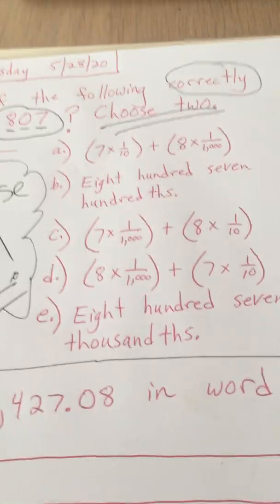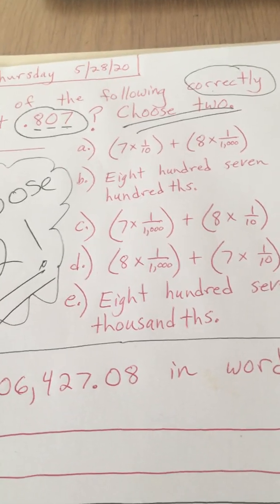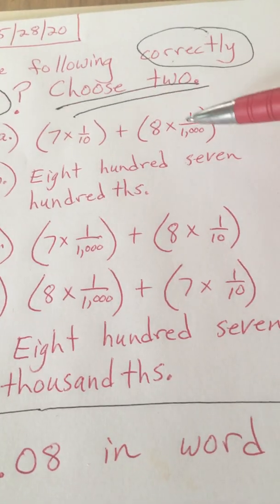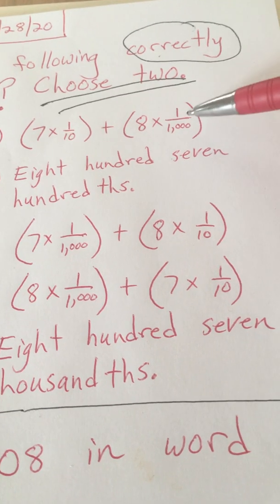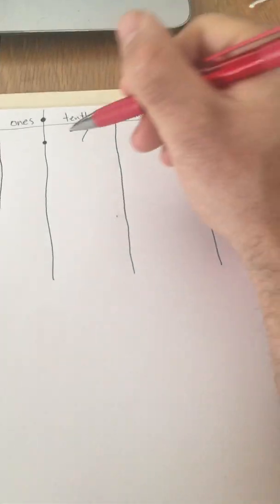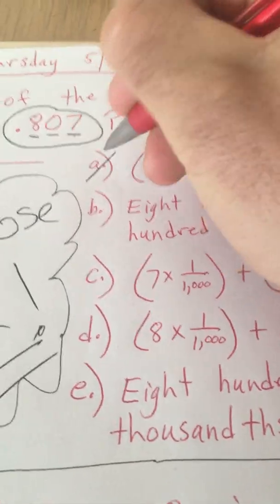Okay, so let's get started with this. 0.807 or 807 thousandths is what we're looking for. We'll start with A. 7 times 1/10 would be a 7 in the tenths place. After the decimal point is the tenths place, there's a 7 there. Plus 8 times 1/1000th, so that's an 8 in the thousandths place. You can fill in the hundredths place with a 0. So we have 708 thousandths, which is not the same as 807 thousandths. So A is incorrect.